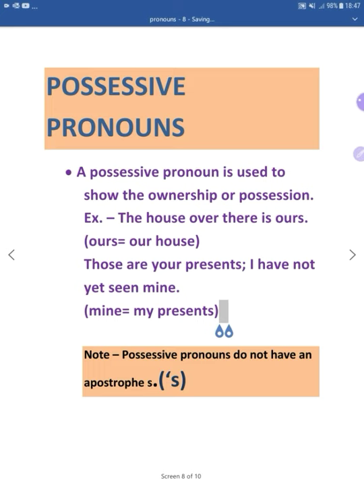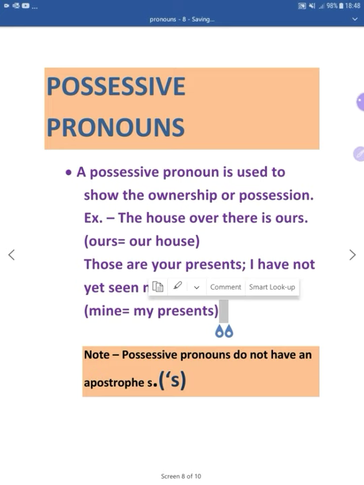So, we can see the example. The house over there is ours. Ours means like our house. It means that we are having the ownership of that house or we are having the possession of that house. Those are your presents. I have not yet seen mine. So mine is the possession here, or ownership.